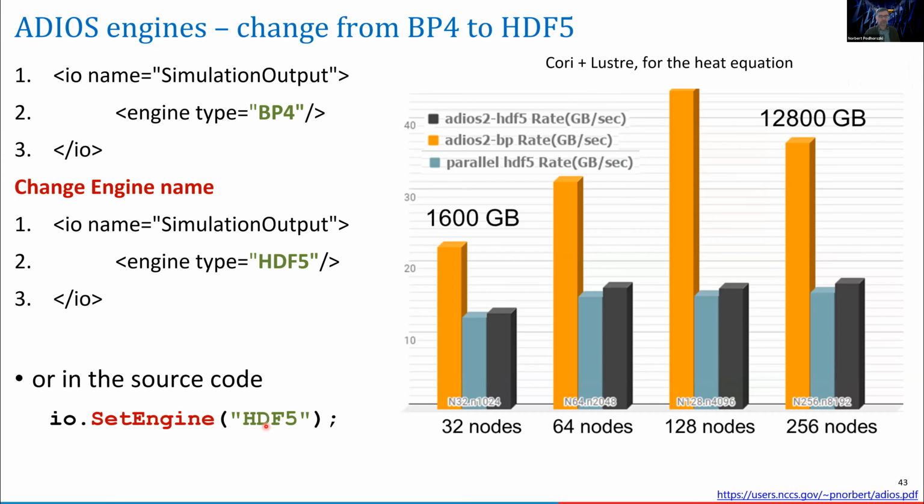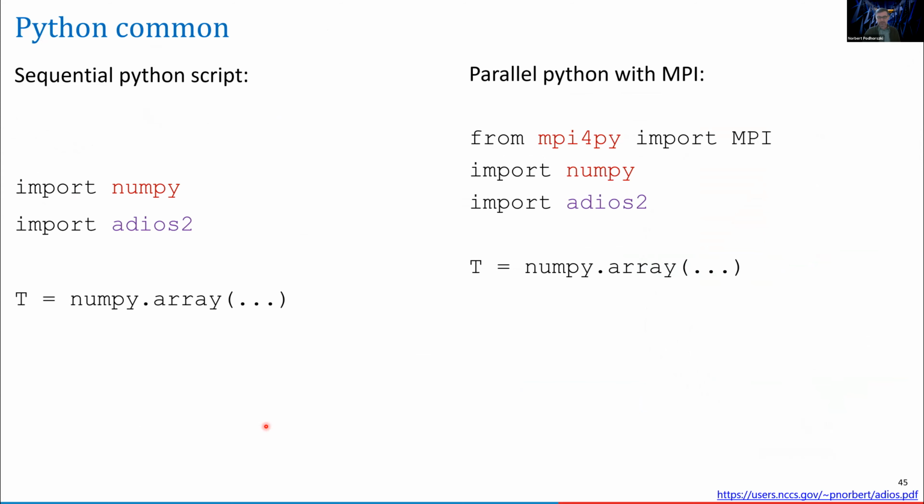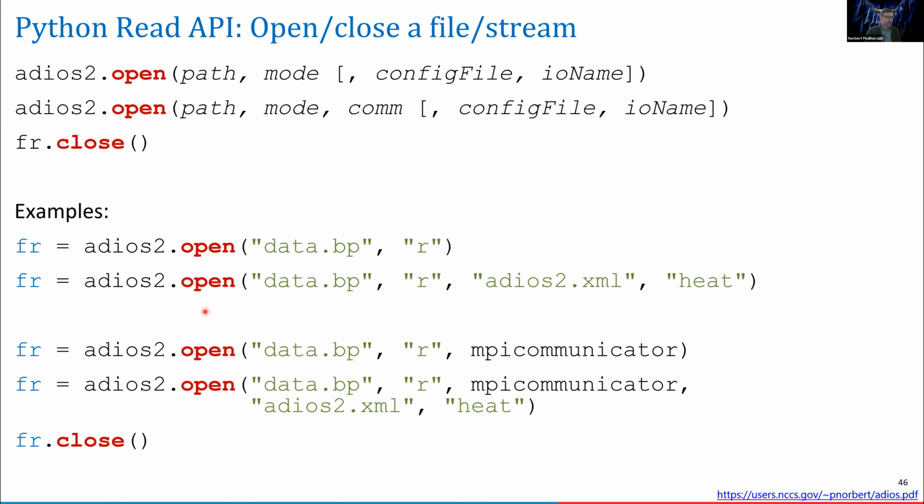Okay, so that was the C++ API. In Python, there are two APIs. One mirrors all the C++ functions with the same signature, so you can write full-fledged applications if you desire. But there is a simpler version, a high-level API, which is tailored for easy reading of data. The requirements are NumPy and mpi4py for parallel Python; for sequential, only NumPy to read in, write, or read in an array.